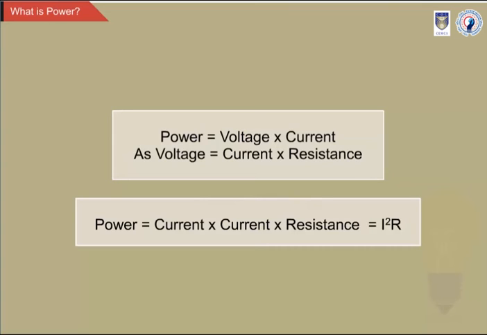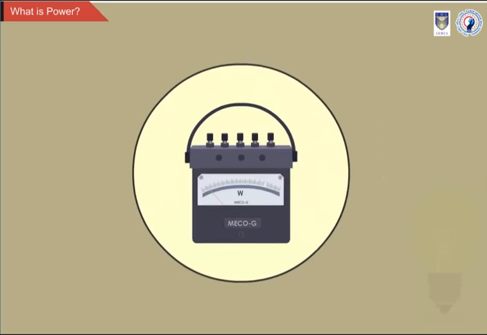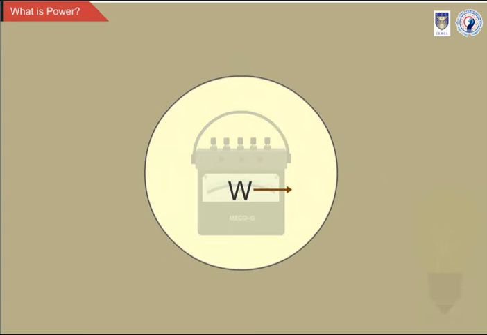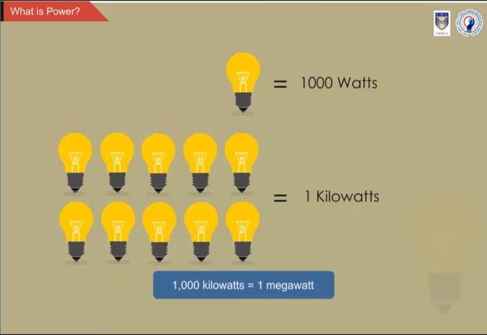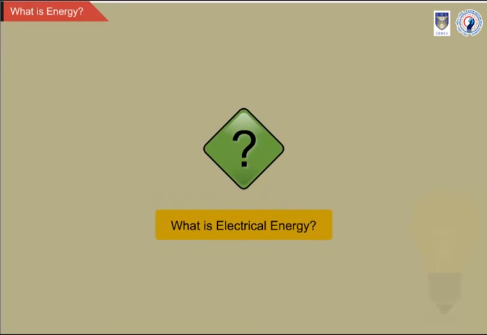Power is related to voltage and current as given in the formula. Power is measured in watts and denoted by W. It is measured by a measuring instrument called wattmeter. 1000 watts is equal to 1 kilowatt. 1000 kilowatts is equal to 1 megawatt. Let us next know about energy, yet another concept of electricity.